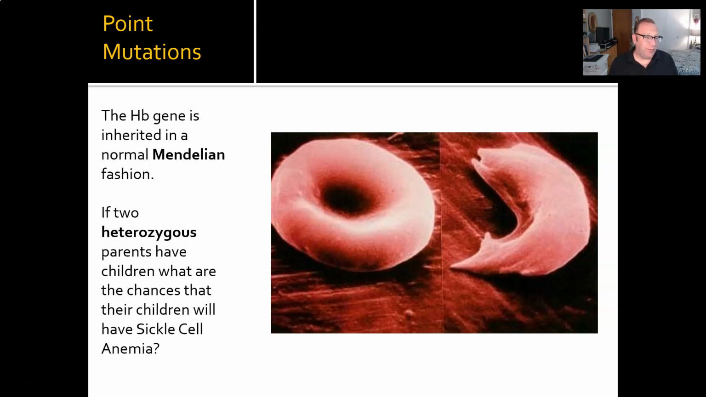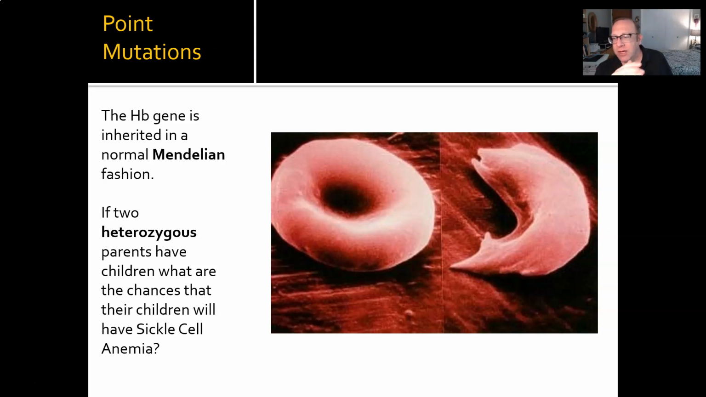Now, the hemoglobin gene is inherited in a Mendelian fashion. That is, it's a strict sort of, you either have it or you don't situation. And the sickle cell gene, HBS, is recessive. So if 2 heterozygous parents have children, what do you think the chances are that their children will have sickle cell anemia? Go back to thinking about Mendel, thinking about Punnett squares here, and take a moment. Hit pause if you need to.